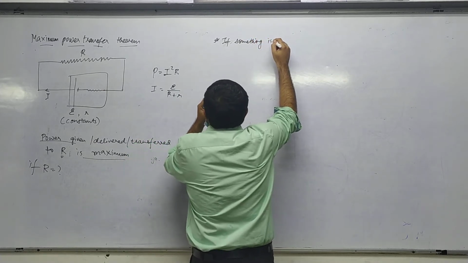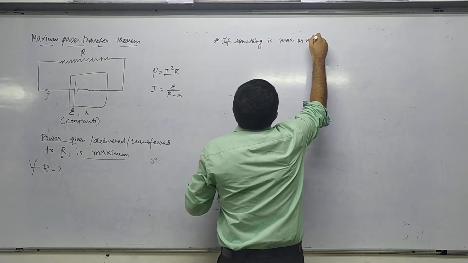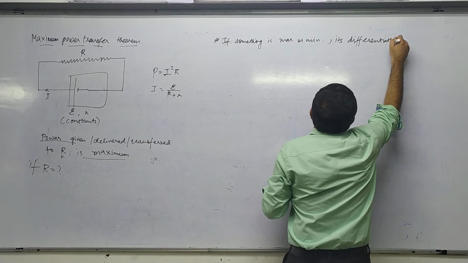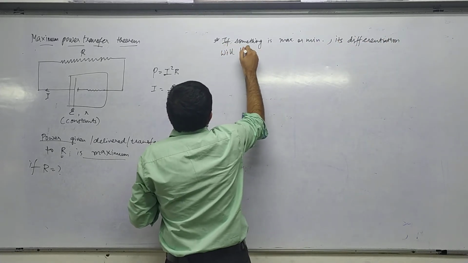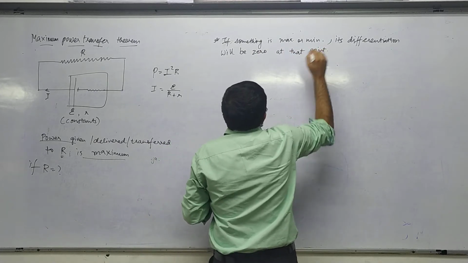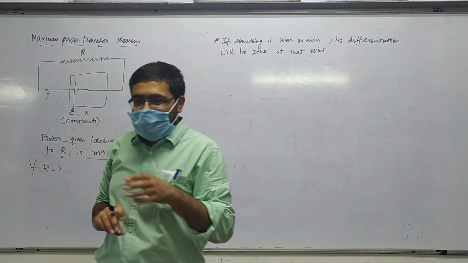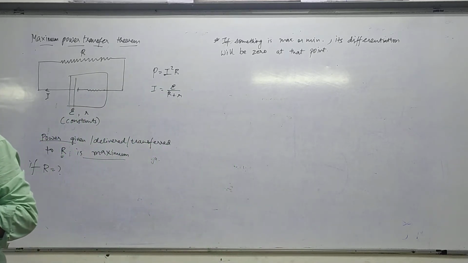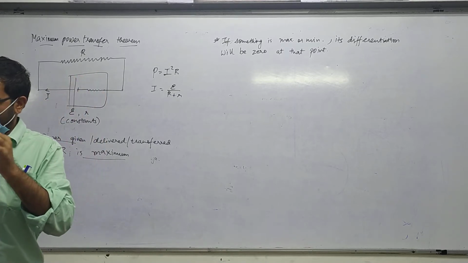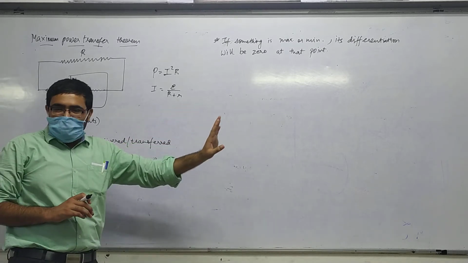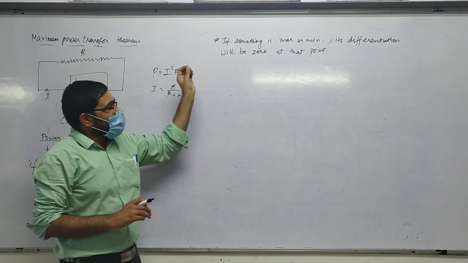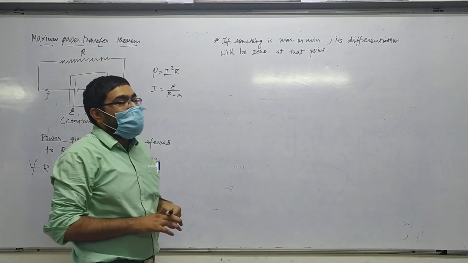If some quantity is maximum or minimum, its differentiation will be zero at that point. This is not 100% true mathematically. When you study the applications of derivatives, you will find that this is not true every time, but it is true most of the time. There are some other cases also, but I am not going into the math. So if something is maximum or minimum, then its differentiation will be zero.